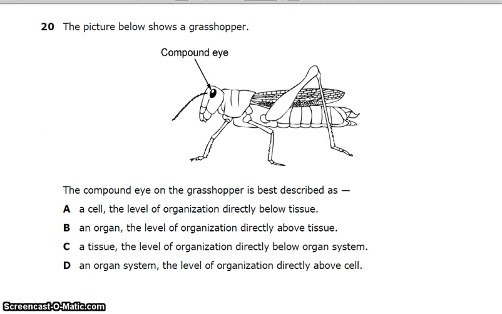Question 20. The picture below shows a grasshopper. The organ I on the grasshopper is best described as A. A cell, the level of organization directly below tissue. B. An organ, the level of organization directly above tissue. C. A tissue, the level of organization directly below organ system. Or D. An organ system, the level of organization directly above a cell.